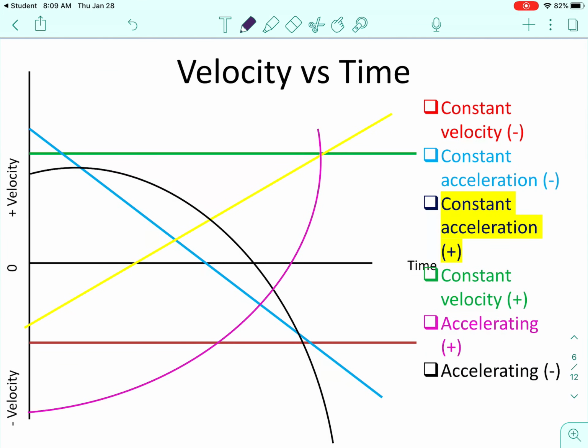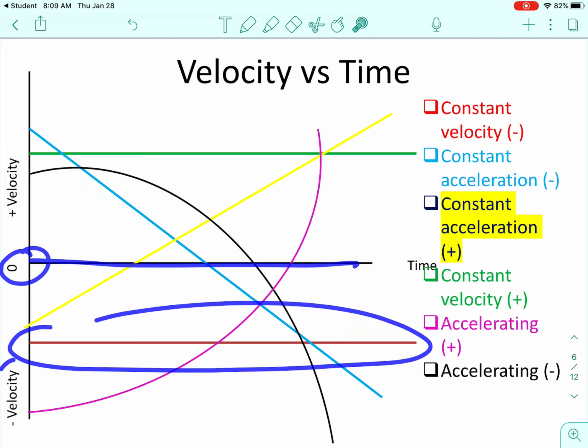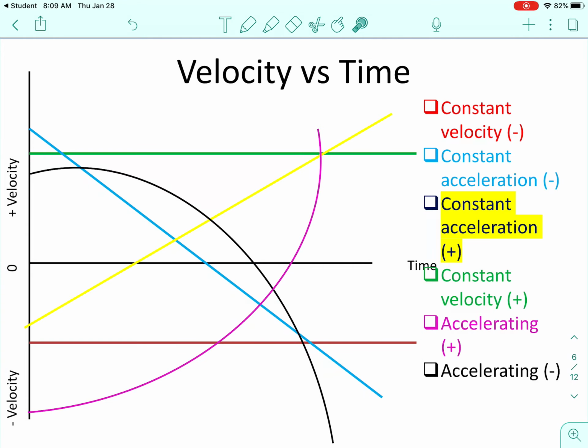So here are some lines on a velocity time graph. So the red line is down here. You have constant velocity, but notice that it is below the x-axis. So it is negative velocity here. You're going backwards. Negative velocity. It's a flat line, so you don't have an acceleration. There's no acceleration because it's flat.